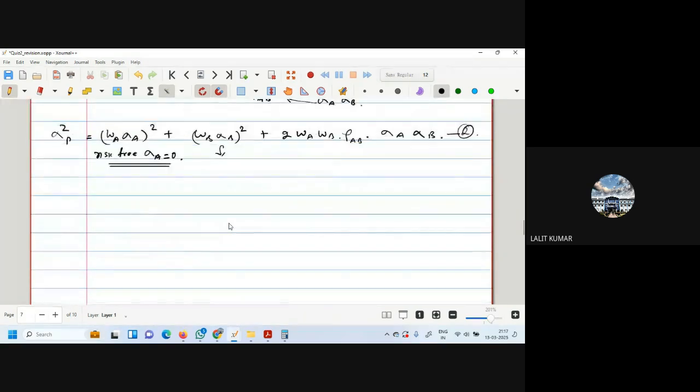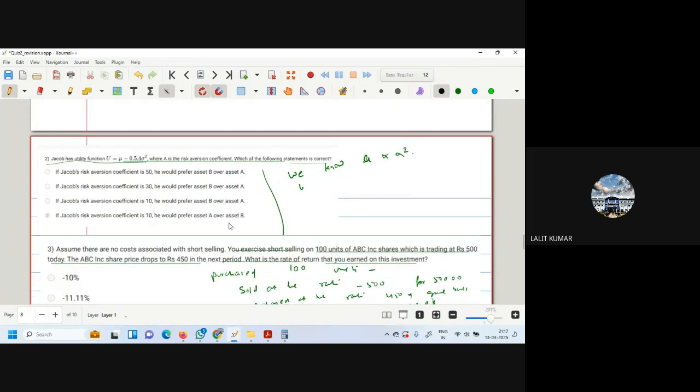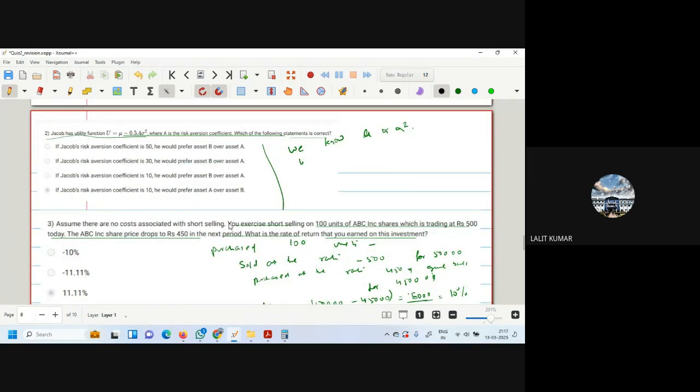Okay, now we go to next question. So Jacob has a utility function U equals mu minus 0.5 A sigma squared, where A is the risk aversion coefficient. Which of the following statements is correct?